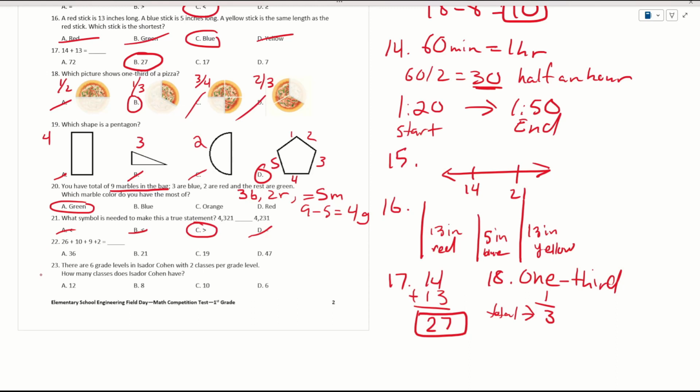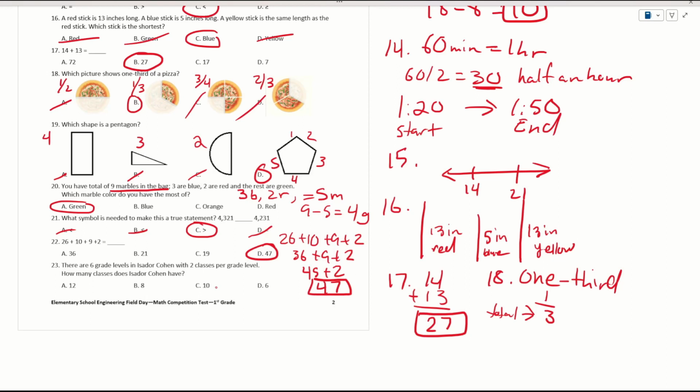22. We have 26 plus 10 plus 9 plus 2. How do you approach this problem? Well, the first thing to do is to do it step by step. So I'm going to add 26 and 10. So let me just rewrite this. 26 plus 10 is 36, plus 9 plus 2. I'm doing it step by step. 36 plus 9 is 45, plus 2, and then 45 plus 2 is going to give me 47. So D is our answer.